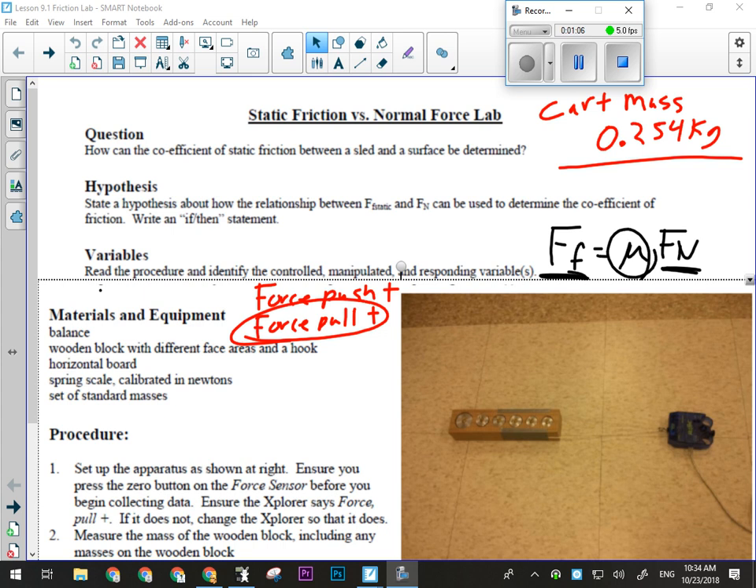Now, when we do this lab, a couple of things we need to watch for. We're going to be doing this lab on the floor, okay? Your desks are too slippery for this lab to work. Also, they're not level, so they're not a good surface to use. So we have to make sure that anything that can affect friction is at least at best somewhat controlled.